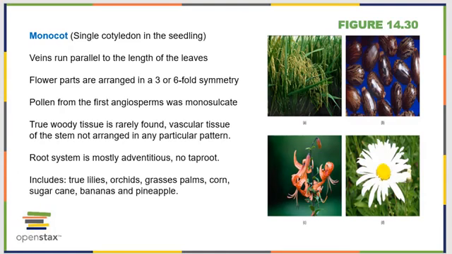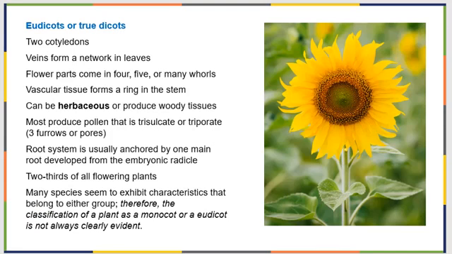Monocots also have root systems that are just going to grow where it's best for them. They don't have a single deep taproot that grows straight down. Monocots include true lilies, orchids, grasses, palms, corn, sugarcane, bananas, pineapples, basically all your tropical fruits are monocots.